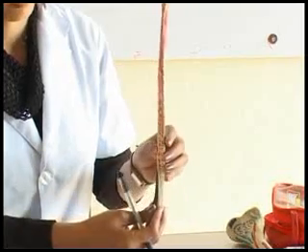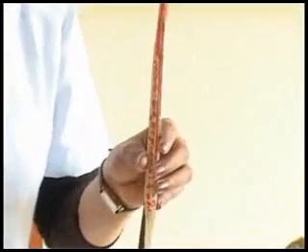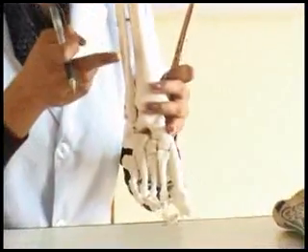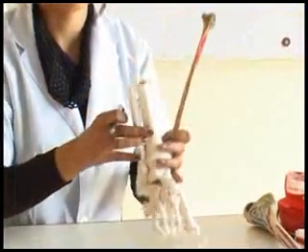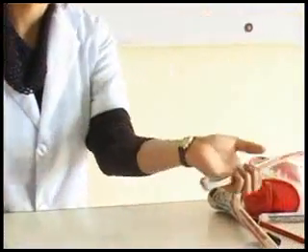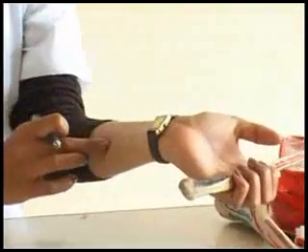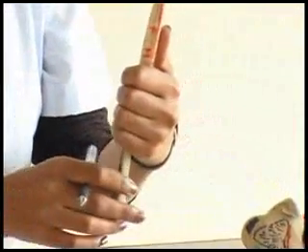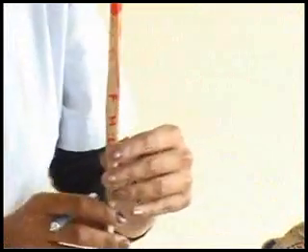The fibula is the lateral slender bone of the leg. It is homologous to the ulna of the upper limb. It does not take part in the formation of the knee joint.